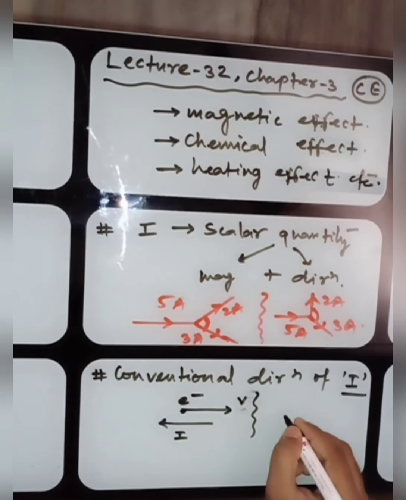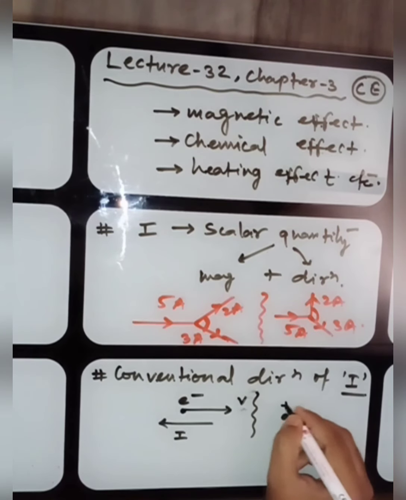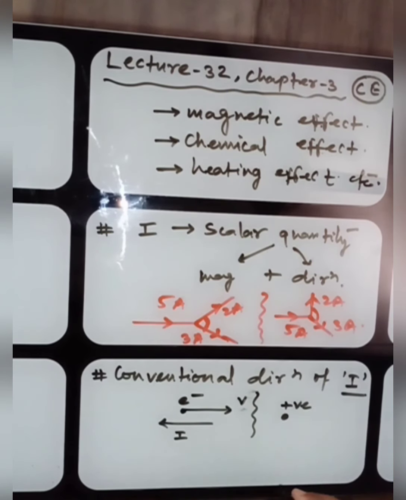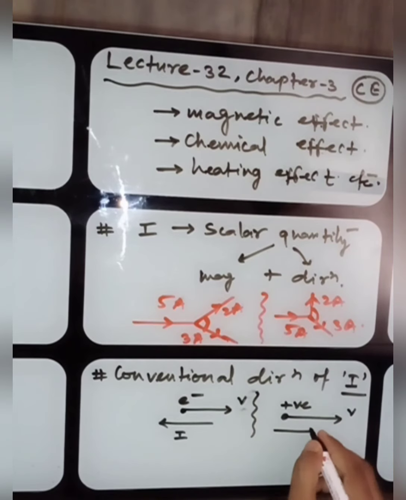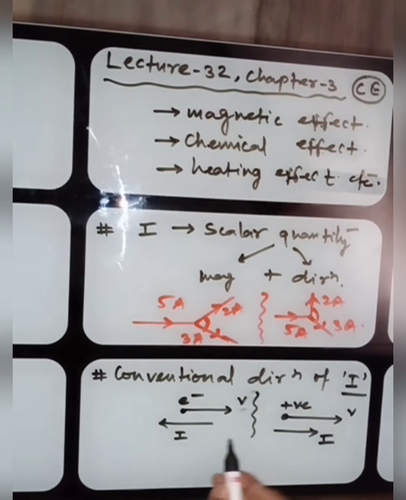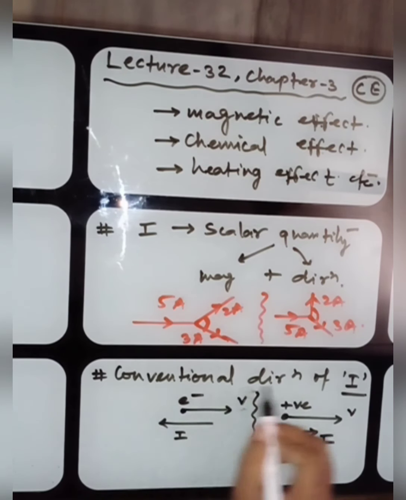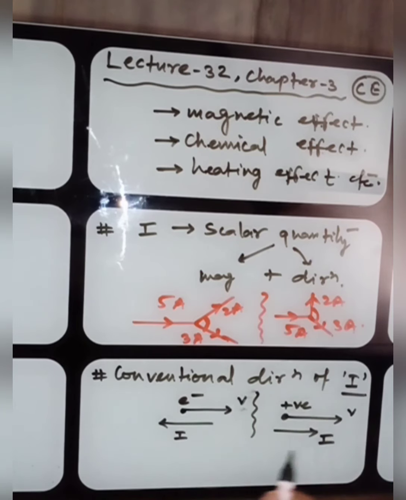If you talk about the positive ion, which is also responsible for electric current, we'll study. If a positive ion is moving in this direction, this is the direction of velocity, then current will be in this direction also. Remember, it means the conventional direction of current we study is opposite to the flow of electron and in the direction of flow of positive ion. So this is the conventional direction.